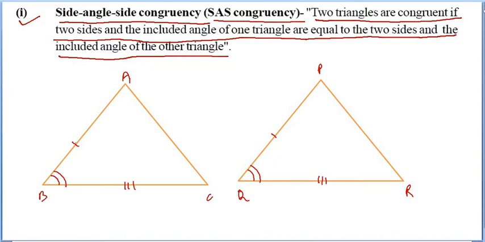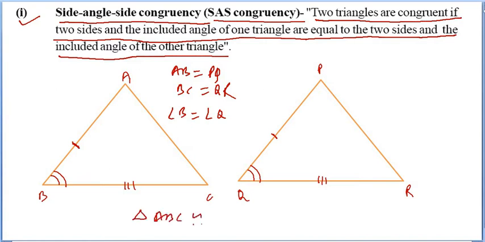You can see here, if this side and this side are equal, that means AB is equal to PQ, and second, BC is equal to QR. And the angle B is equal to angle Q. Then triangle ABC is congruent to triangle PQR. That is the first rule.